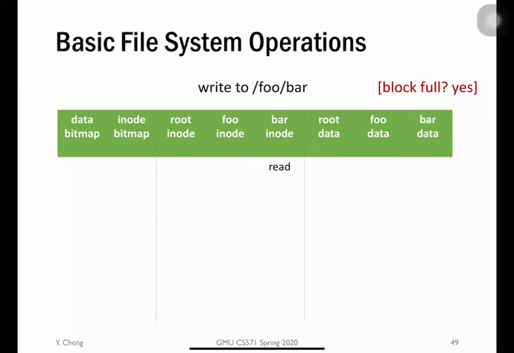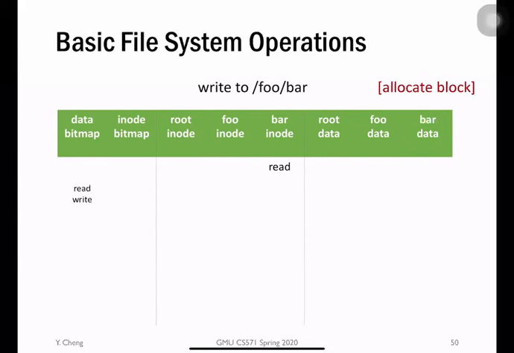How to make sure that the block is full is by reading in the bar inode by performing a disk read over here, and it checks, oh, all the data blocks that are covered by this inode are full. So you need to allocate new data blocks. So how to allocate a new data block is you need to first refer to the data bitmap located over here. So that comes to the next set of read and write operations.